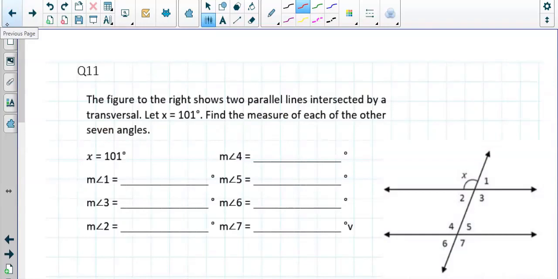Again, right here, we know that we have parallel lines. Hopefully you can recognize that these two are your parallel lines. This guy that's right here, that's your transversal.